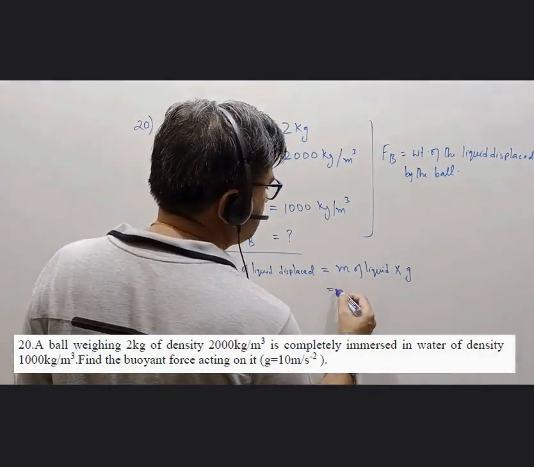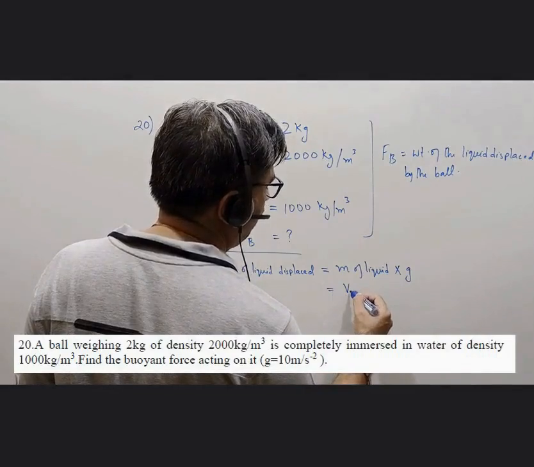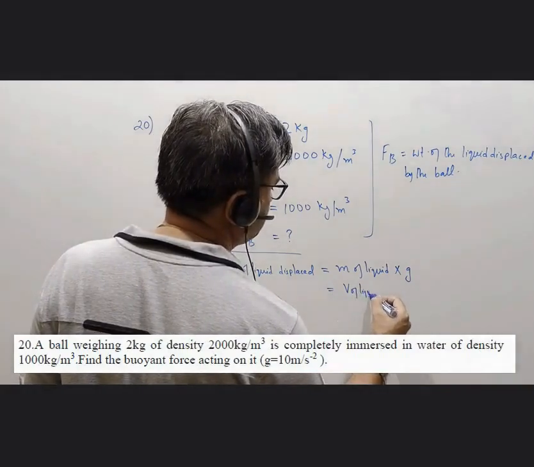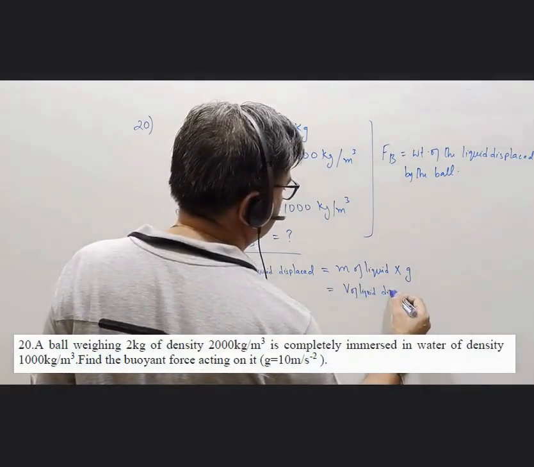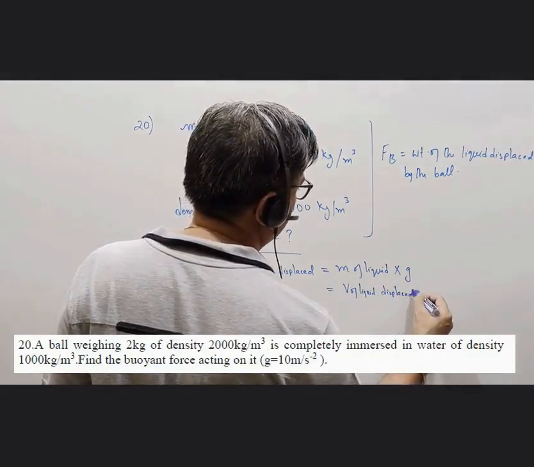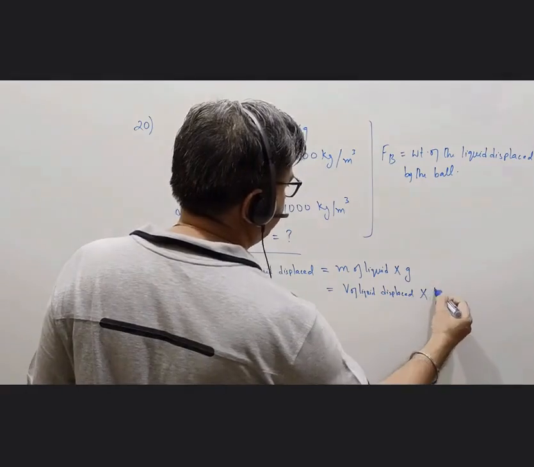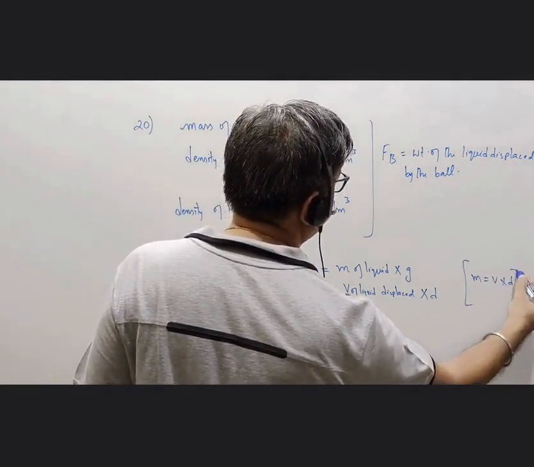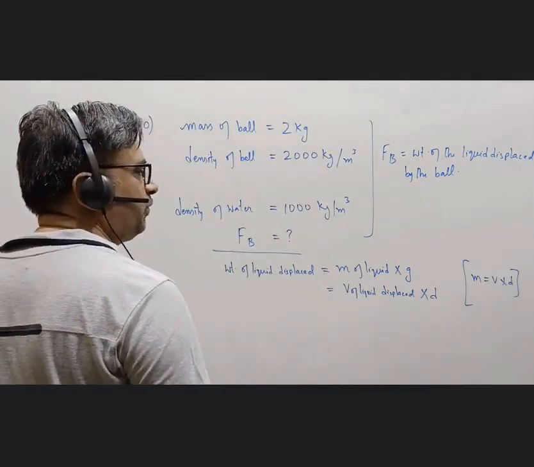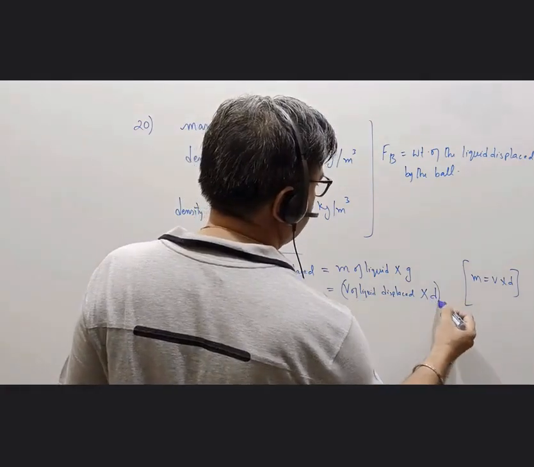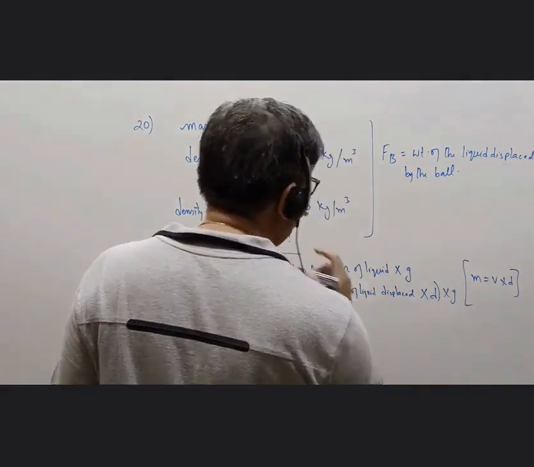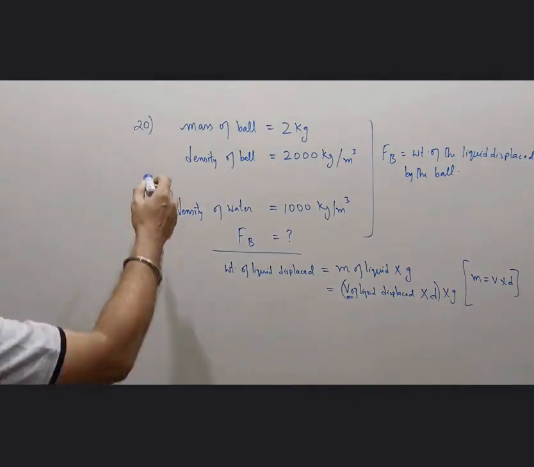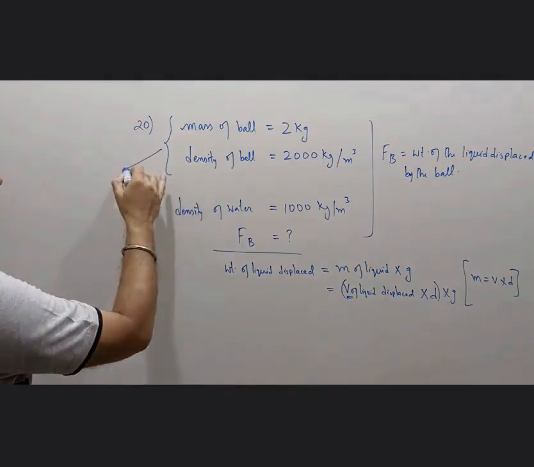Now we know that mass of the liquid is equal to volume of the liquid displaced times density, because mass is equal to volume into density. We know this already. So volume of the liquid displaced into density into G. Now, how much is the volume of the liquid displaced? We don't know, but we can find out from this given information.